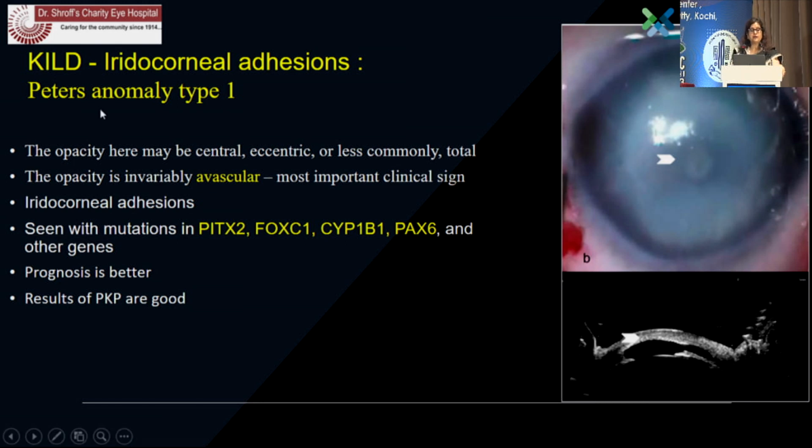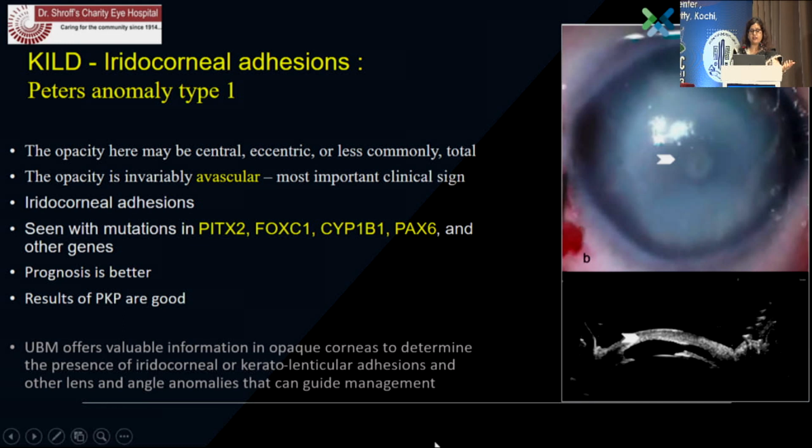So just a little bit about Peters anomaly type 1. It may or may not be associated with glaucoma, because only 50% of the patients have glaucoma. The opacity may be central, eccentric, or less commonly total, and it is invariably avascular. So the differentiating point is that there is no vascularization here, as opposed to Peters type 2 where there is vascularization. I am going to show the pictures. There are iridocorneal adhesions. Again, there will be no corneolenticular adhesions. And the mutations seen are PITX2, FOXC1, CYP1B1, and PAX6. The prognosis is better because the lens is separate, and the results of PKP are good.